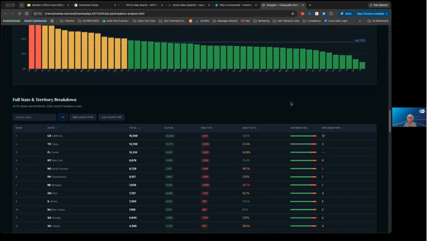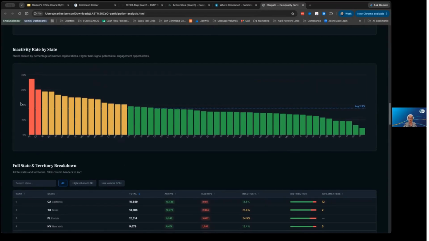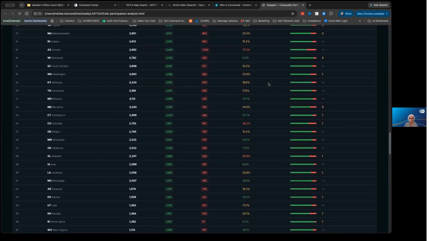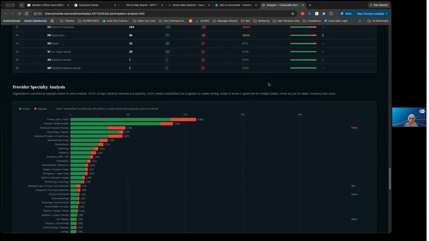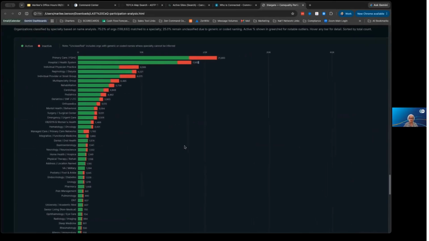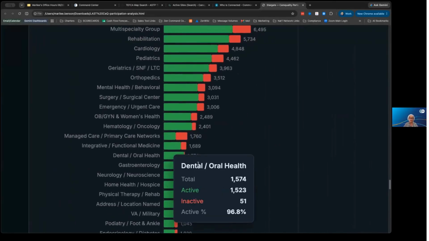And again, because I limited the information that I was using with the LLM, I really didn't have any ability other than to know that these particular states are showing up, Arizona and Colorado specifically, with relatively high percents of inactives. My LLM gave me a full state-by-state background, but where it really got fun is in the provider specialty analysis. So I'm going to zoom in so you guys can see.